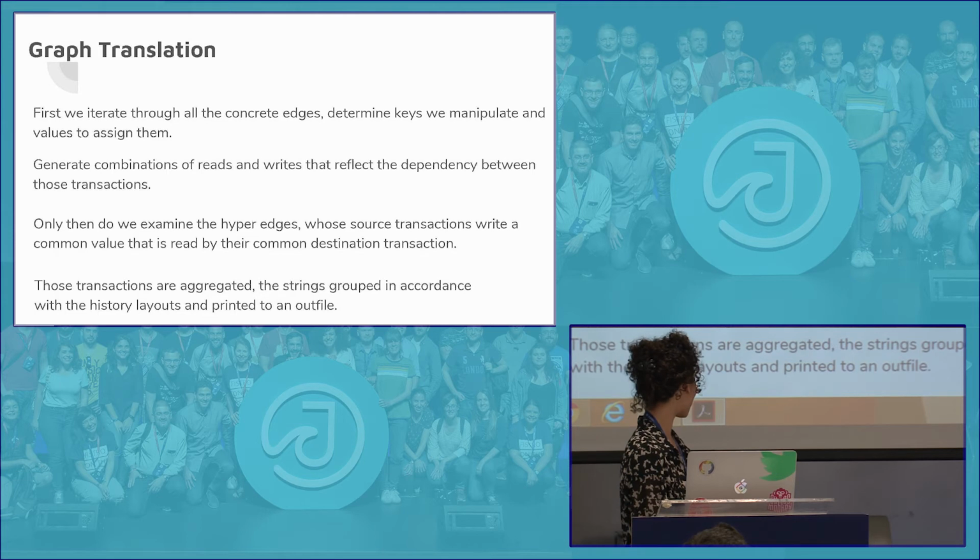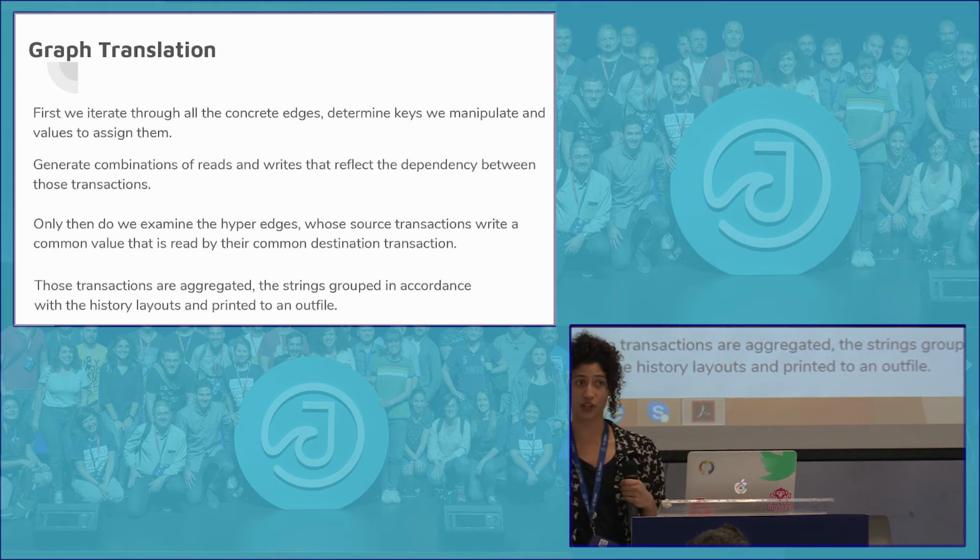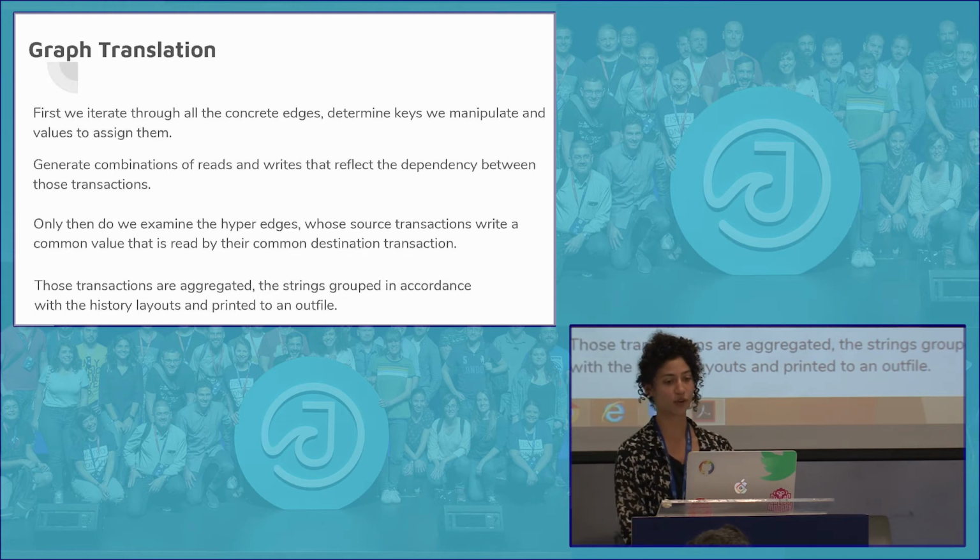And then, only then do we get around to iterating through the hyper-edges. Once we have concrete values assigned elsewhere, we can start having those maybe edges install those same values. We'll select all of those with the common destination transaction and have each write some common value to their one common key, which is then going to be read by the destination transaction.